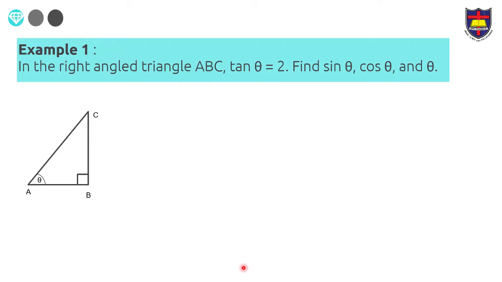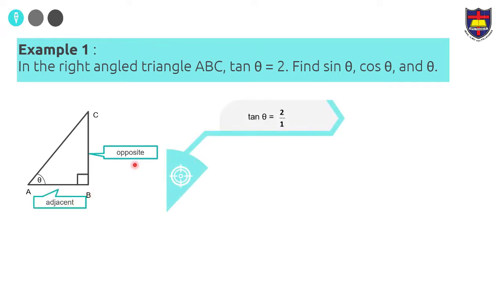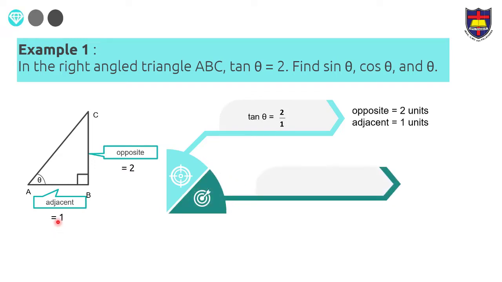In this example 1, we will calculate the value of sine theta, cos theta, and the value of theta, given that tangent theta equals 2. For tangent theta equals 2, we can have this side as the opposite side and this side as the adjacent side. Since it is 2 over 1, the opposite is 2 and the adjacent is 1. Then, since we need the value of sine theta, we need to calculate AC, the hypotenuse.